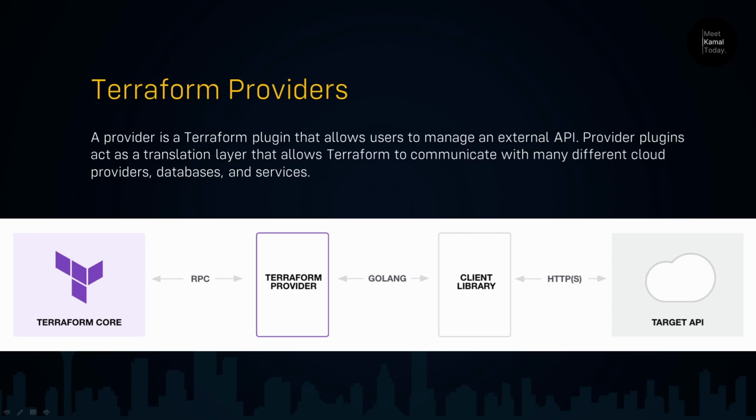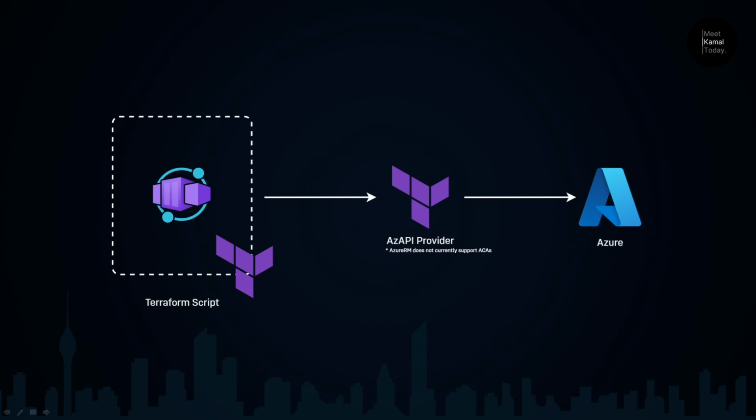In our case also we need a provider to talk to Azure. If you look at this diagram here, this is what we are going to implement today. We have a Terraform script and we are going to write this in a minute, and then we're going to deploy this script to Azure through a Terraform provider. If you already worked with Terraform for Azure, you know that Azure RM is the official provider. But since Container Apps is a relatively new service, it does not yet contain the constructs to create an Azure Container App. Because of this, we need to use this AZ API provider.